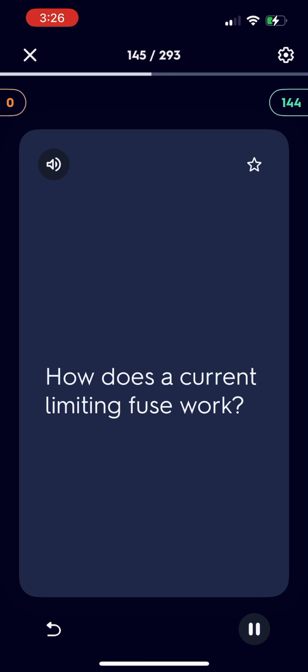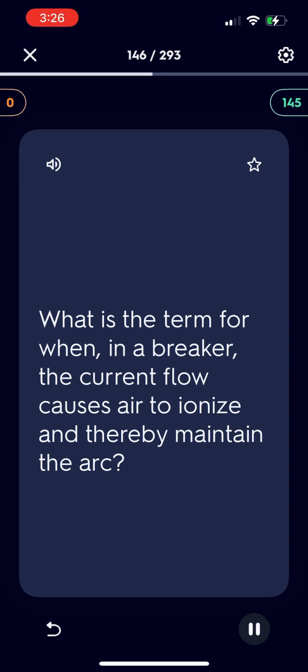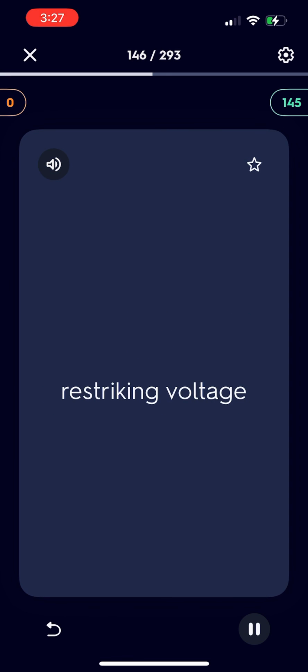How does a current limiting fuse work? The element overheats and vaporizes, and the high temperature of the arc melts the sand around the element, causing a higher resistance. What is the term for when, in a breaker, the current flow causes air to ionize and thereby maintain the arc? Restriking voltage.